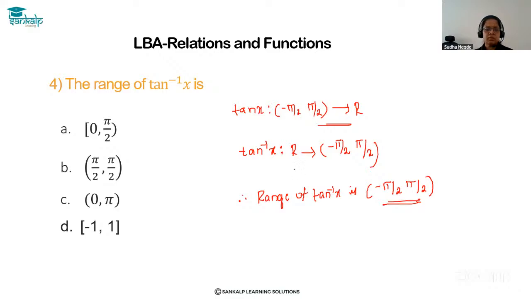Check the options. 0 to pi by 2, it is not correct. Option B, it should be minus here. Option B, minus pi by 2 to pi by 2 is the correct answer. So option B, minus pi by 2 to pi by 2 is the correct answer. Thank you.